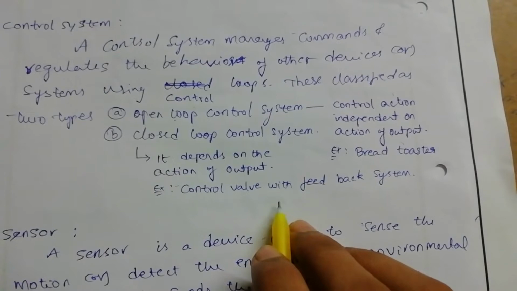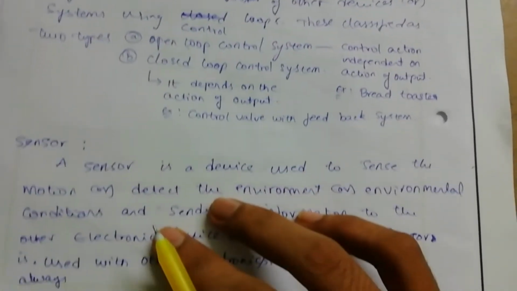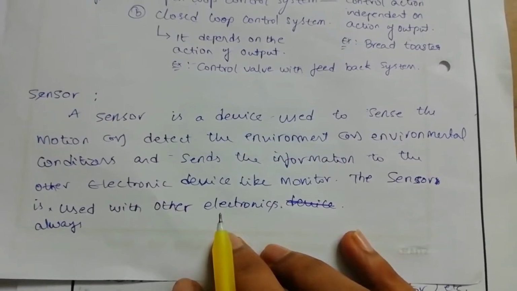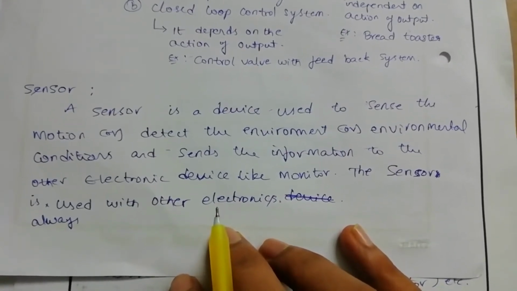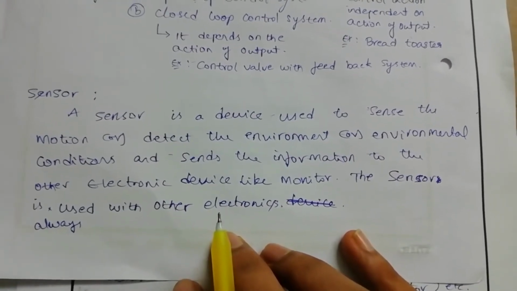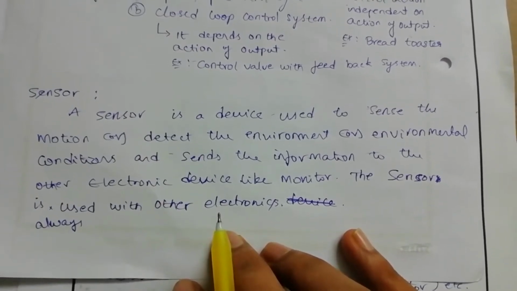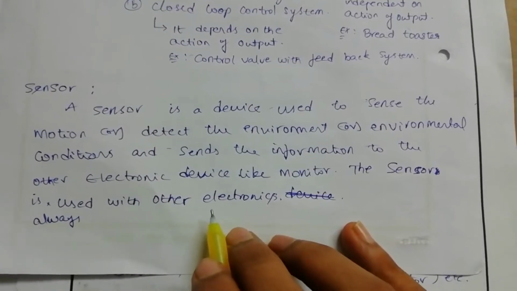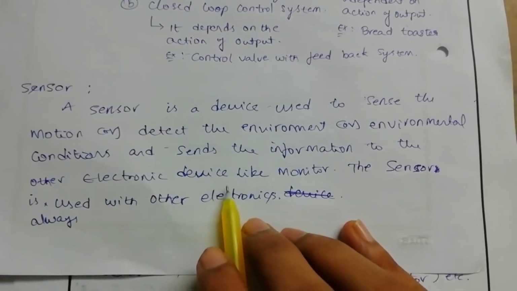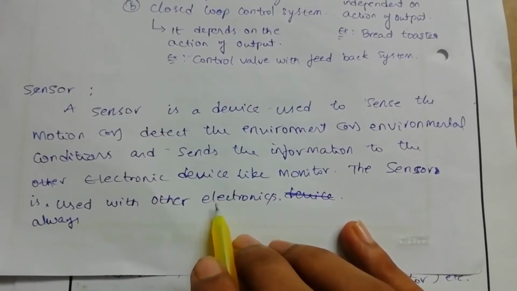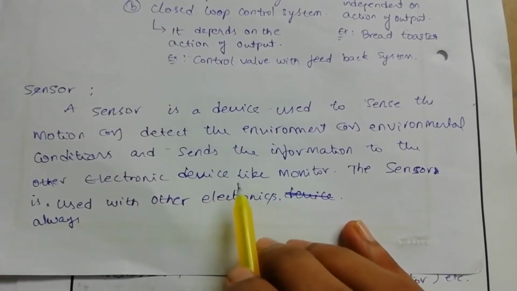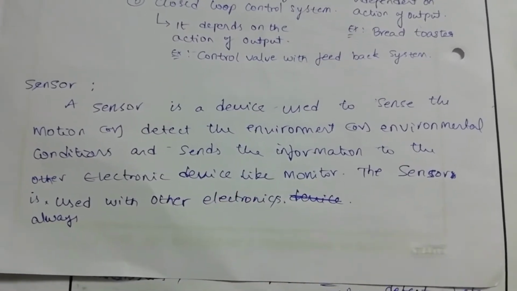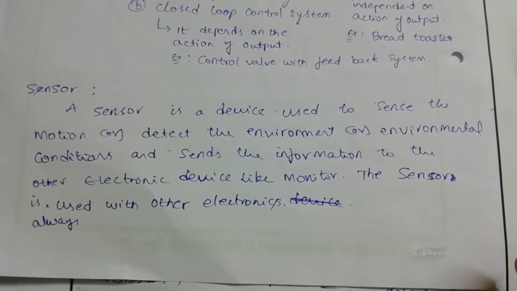Now we learn about what is a sensor. A sensor is a device used to sense motion and detect the environment or environmental conditions, and sends the information to another electronic device like a monitor. So the sensor senses the environment and sends signals to the other electronic device.